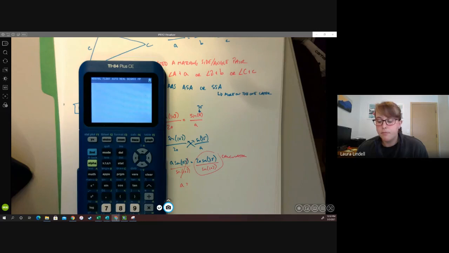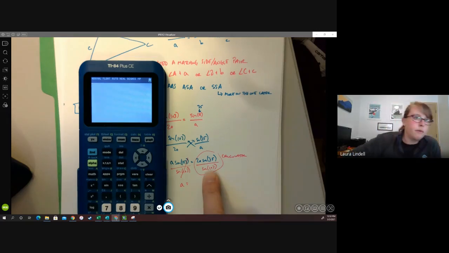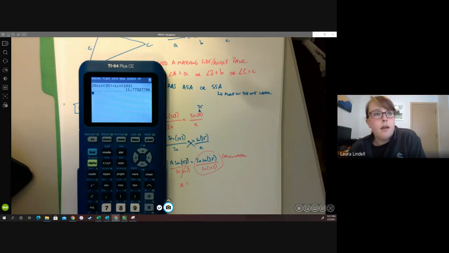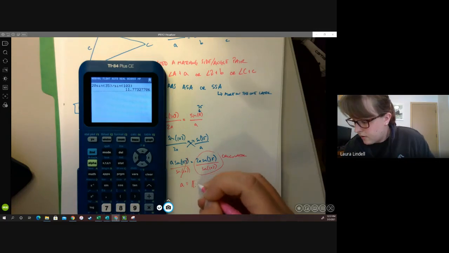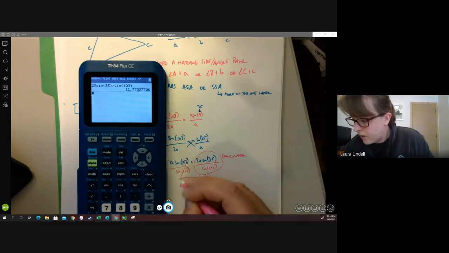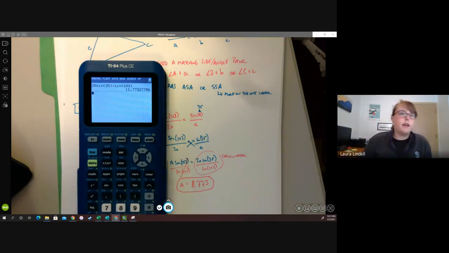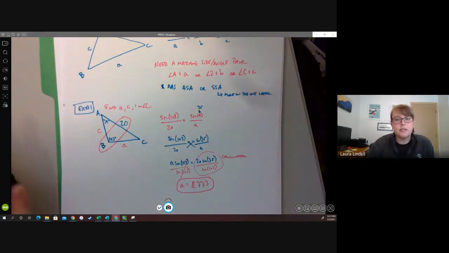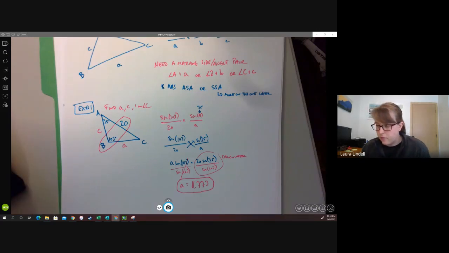Okay, so we want to type this into the calculator. We want to type 20 sine 35 divided by sine 103. And we should get 11.773. So that's going to be part of our answer. That's side length A. Okay, so looking at our process so far, any questions as to how we found side length A? Any numbers we're not sure where they came from, or process or steps that we're not sure about?